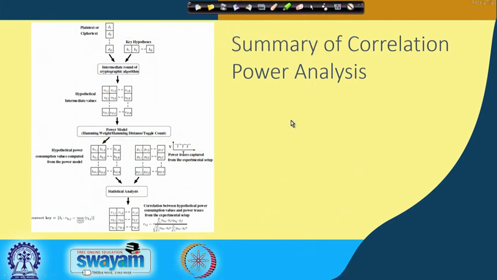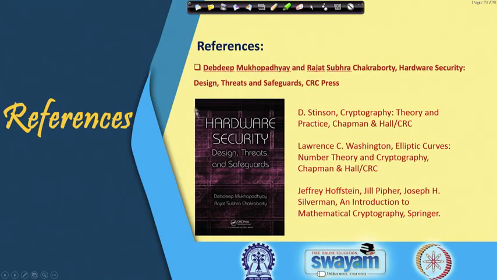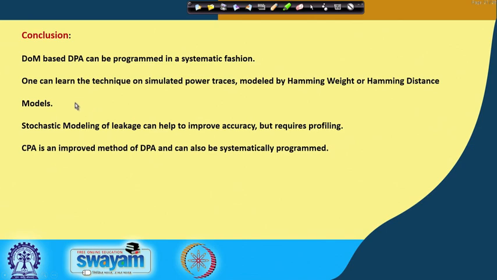This is a reference that we have been following for our discussions. In order to conclude, what we discussed is that the difference of mean based DPA can be programmed in a systematic fashion. We have seen how to write programs for DOM, that is the difference of mean technique. One can learn the technique on simulated power traces modeled by Hamming weight or Hamming distance models without even getting access to complicated setups. You can learn and even develop these techniques, and try to develop better statistical techniques without going to a costly setup.